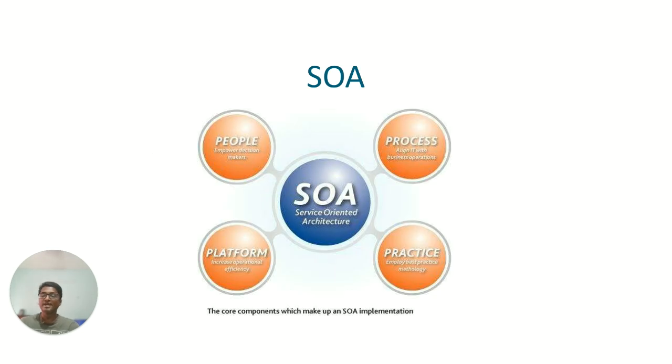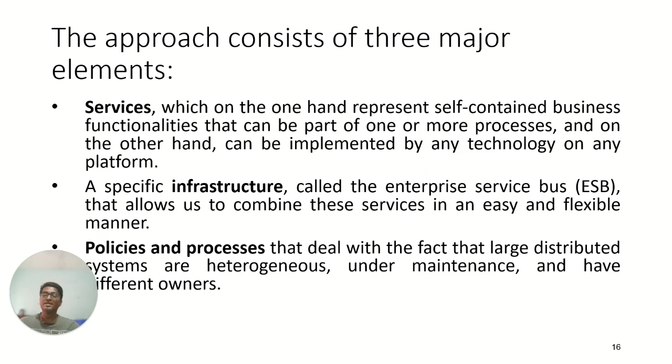And this is your SOA, how it looks: the people, the process, the platform, and the practice. This is how it comes in a nutshell. And there are three important things: the services, the infrastructure, and the policies and process. The services represent self-contained business functionalities. The infrastructure is called the ESB, the Enterprise Service Bus. And the policies and process deal with heterogeneous systems, distributed systems and other things.